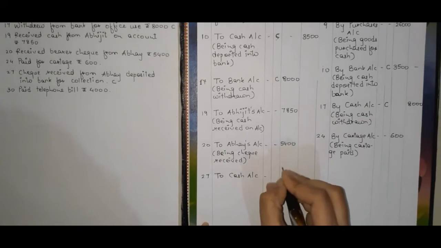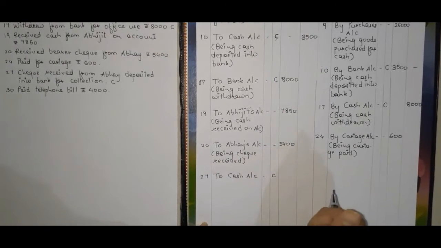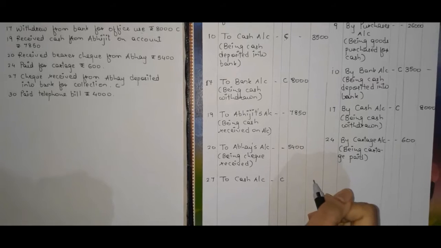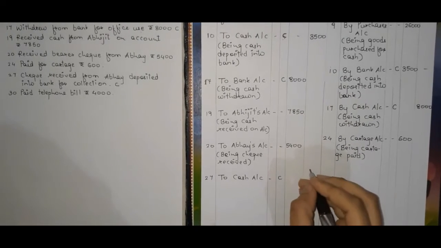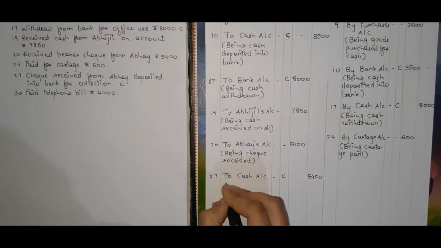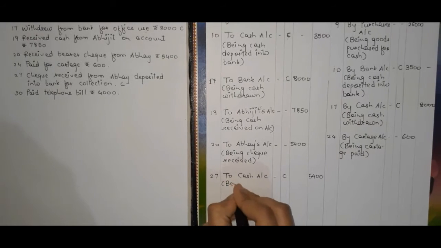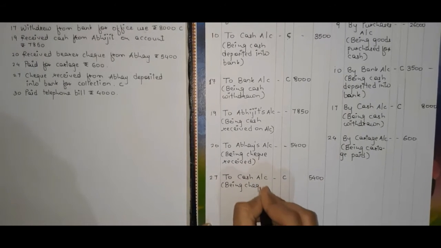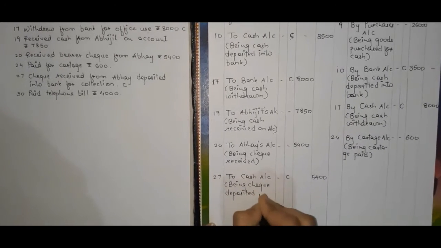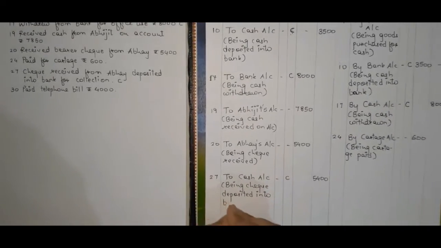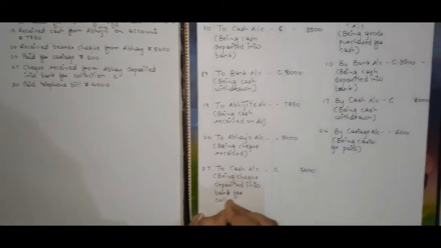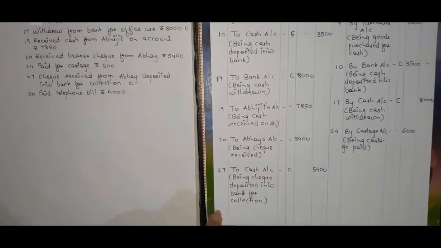No receipt number. This is a contra entry, so we have to write down C over here. Now the amount we are receiving from bank, so we will write here in the bank column the amount. Now what was the amount of the check? 5,400. Okay. Narration for this, being check deposited into bank for collection. Okay, so this is the narration for this side.